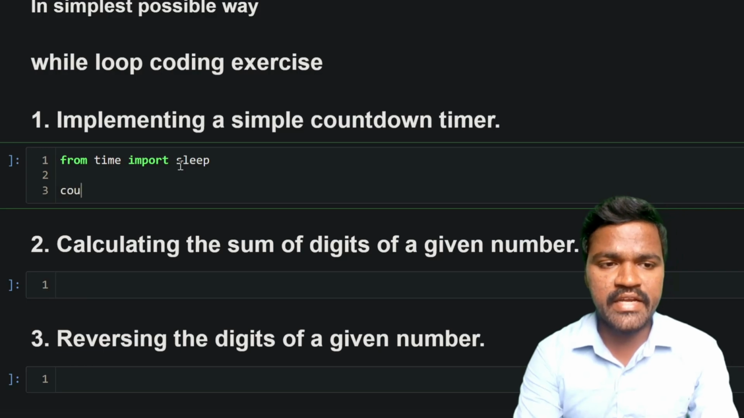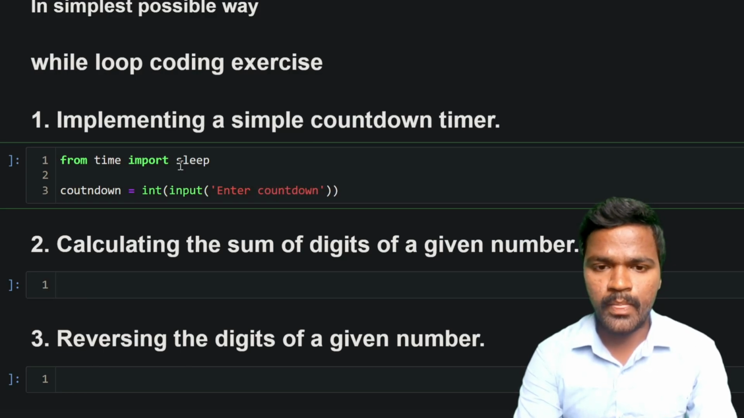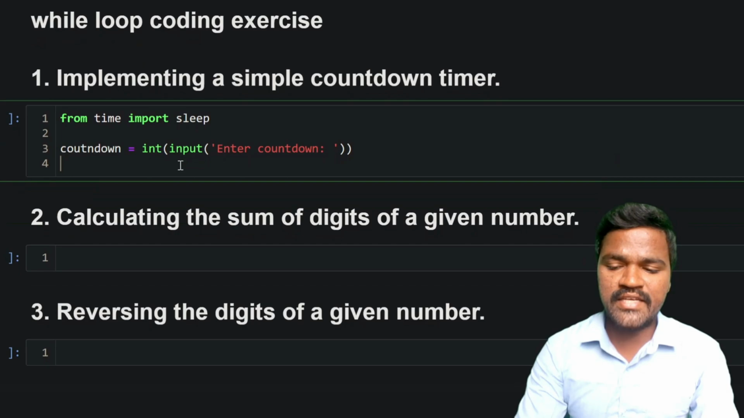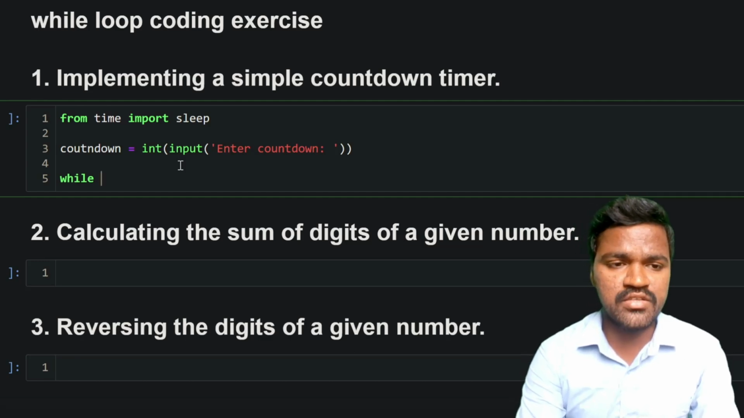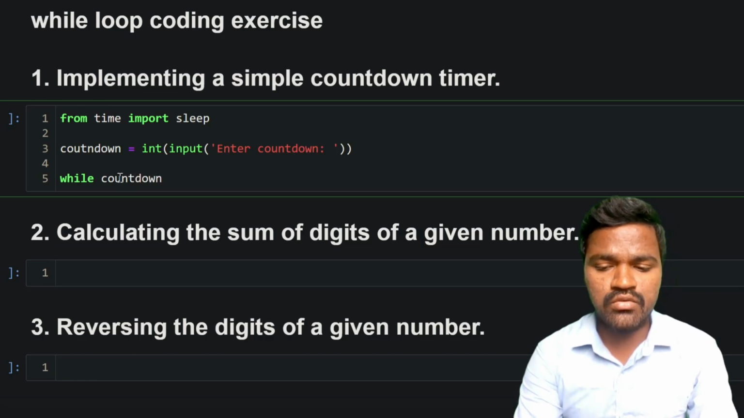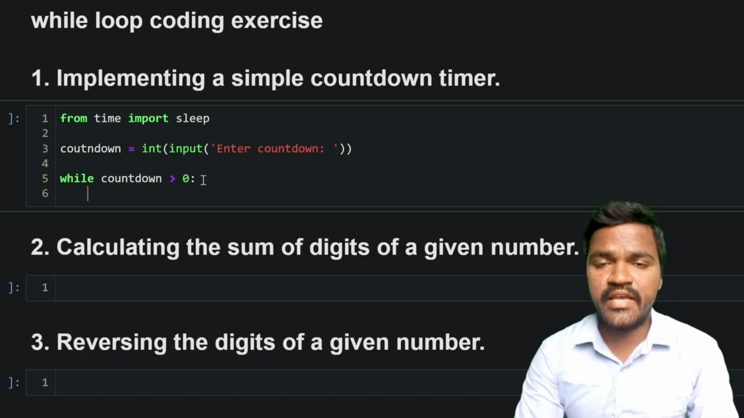Now I will read countdown from the user. So I am asking the user to enter countdown. The user will give countdown. As and when the user is giving countdown, I want to iterate through this countdown and do some process. Because of that reason, I am mentioning while and I am mentioning the condition as countdown is greater than 0. As long as this countdown value is greater than 0, I will be executing a block of code.